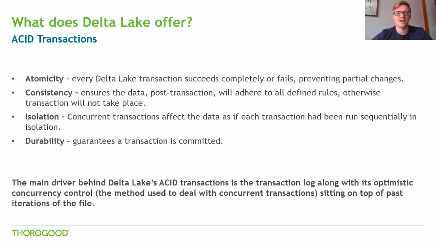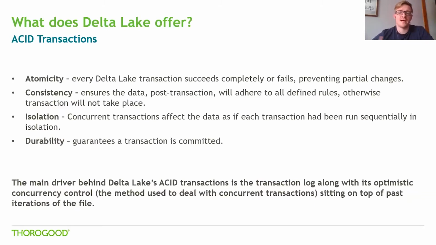This gives you security that a transaction won't run if the end result won't meet your set rules, and this ties in with schema control. Isolation. Concurrent transactions affect the data as if each transaction had been run sequentially in isolation. Delta Lake uses optimistic concurrency control, where the transactions are performed sequentially with the assumption that the first transaction doesn't prevent the second transaction from completing. If it does prevent the second transaction from completing, then naturally an error will be thrown up on the second transaction. And finally, durability, which guarantees that the transaction is committed. For example, it should be even in the event of a power failure.